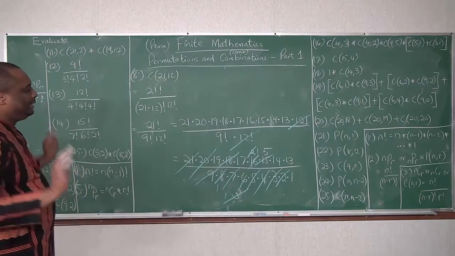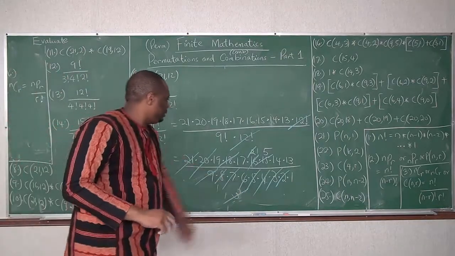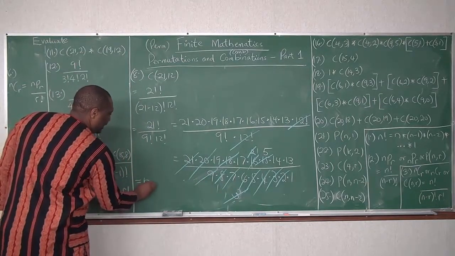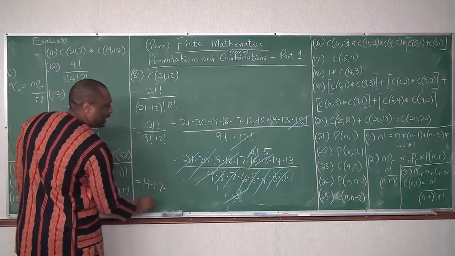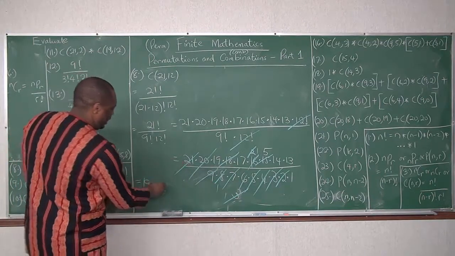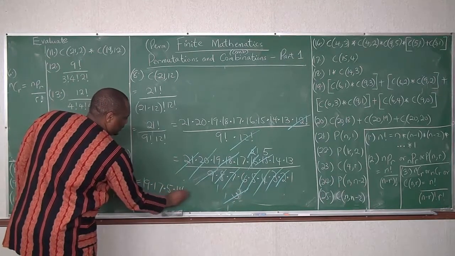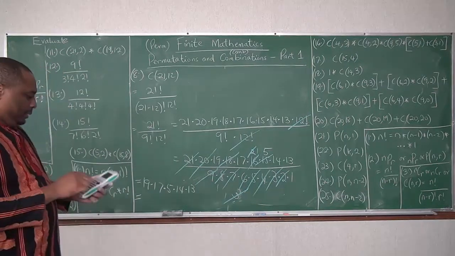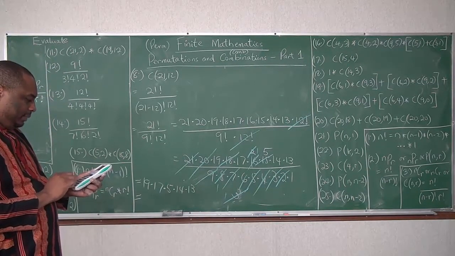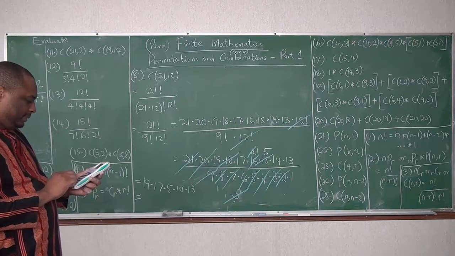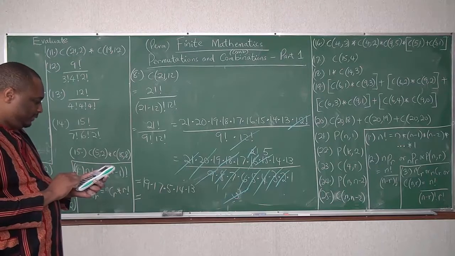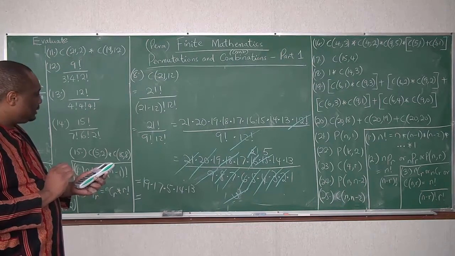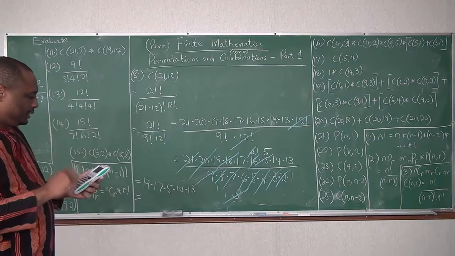So now, just take it carefully. Everybody here is gone. So you just take it carefully. What do you have remaining? You now have 19 times 17 times 5 times 14 times 13. Okay? 19 times 17 times 5 times 14 times 13.